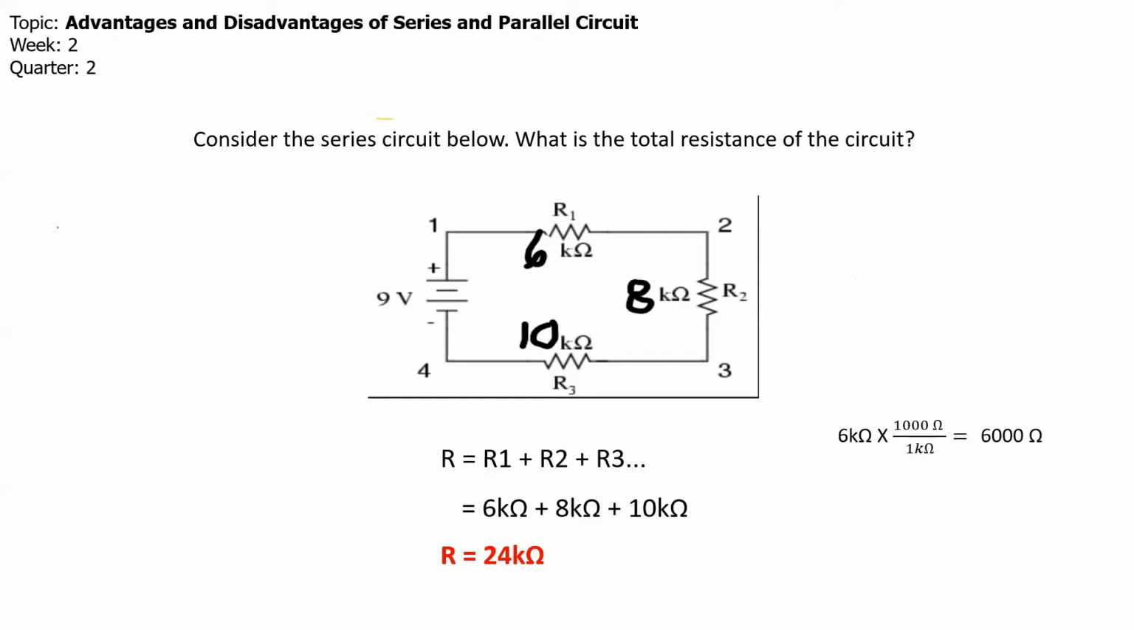So if we are going to add those converted amounts, so atong answer dere is 24,000 ohm. If I'm not mistaken, tama ba? 6,000 plus 8,000 plus 10,000 is equal to 24,000 ohm. Yes, 24,000 ohm. Okay, very good. So remember this one. Okay, proceed ta.